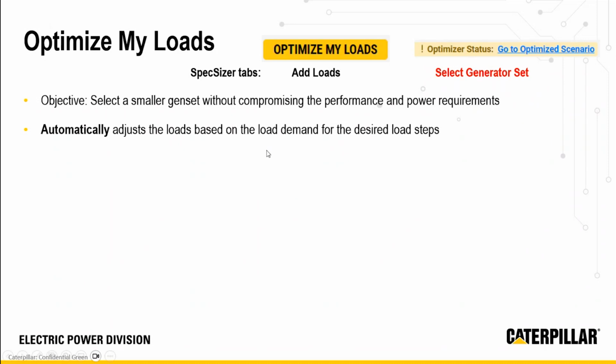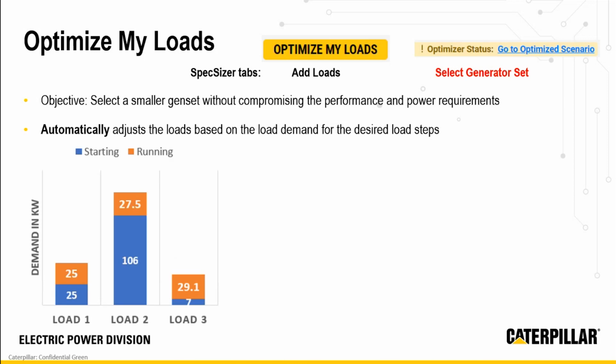The objective is, as I mentioned, to select a smaller genset without compromising the performance and power requirements. How does it do that? It adjusts the loads in that step based on the load demand, and then it will adjust the loads into a desired number of load steps. So let us now look at an example where a customer has specified 3 loads and you are putting those 3 loads in a single step.